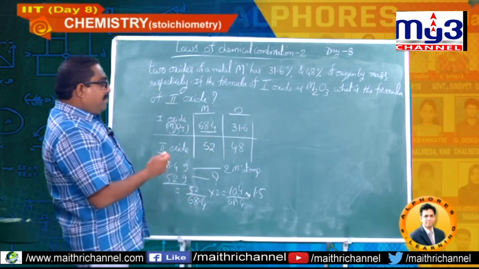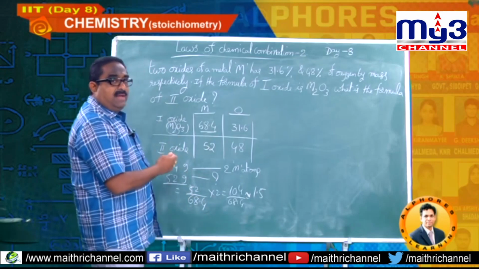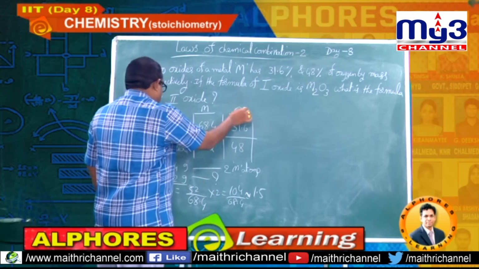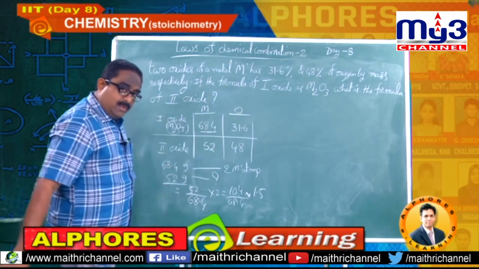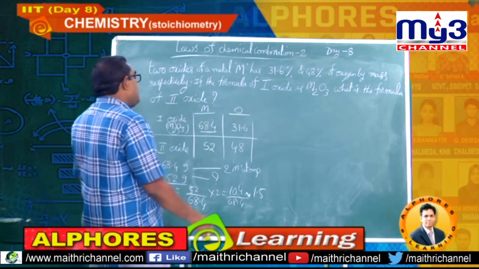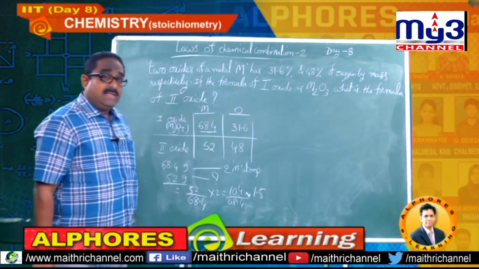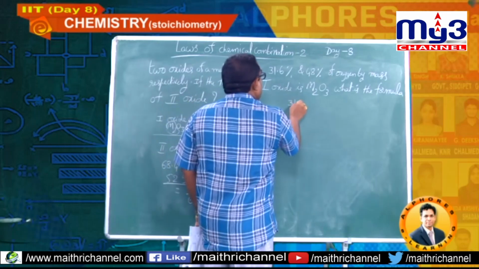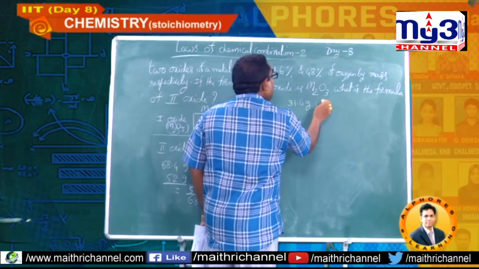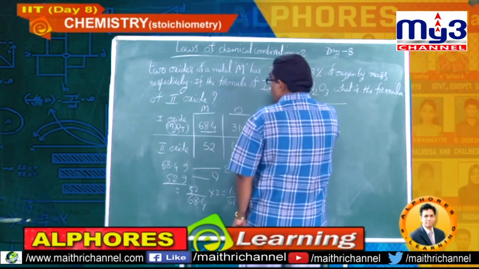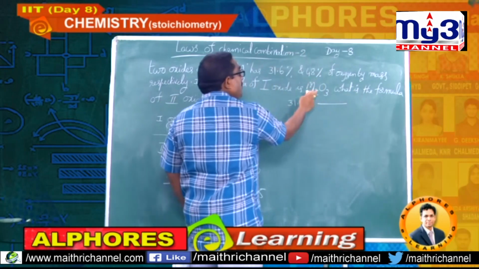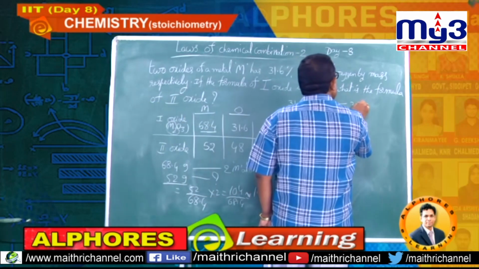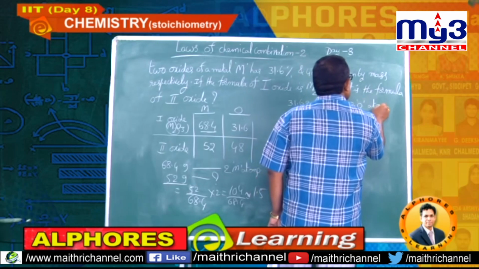Now let me apply the same way of calculation to oxygen also. What is the mass of oxygen out of 100 grams of first oxide? 31.6 grams he has given. I am going to write 31.6 grams corresponding to, what is the molecular formula of first oxide? M2O3. So how many atoms of oxygen does it contain? 3. So that mass corresponds to 3 oxygen atoms.